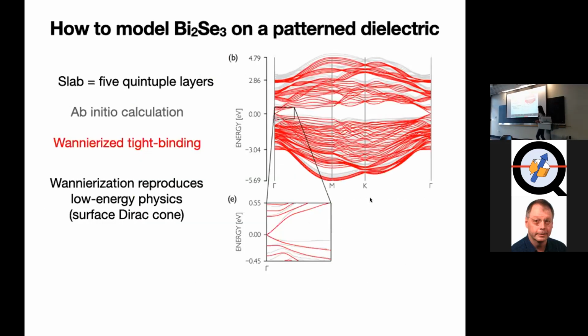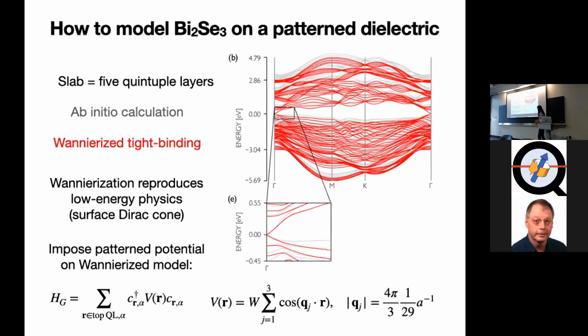And so what we did was make this ab initio model of bismuth selenide. This is a bulk model, well, it's five quintuple layers, so it's a slab model. The gray is the ab initio calculation. The red is our Wannierized tight binding model. If we zoom in on the low energy physics, you can see the tight binding model and the bulk model line up pretty well. So we're just going to use this Wannierized tight binding model, and then we're going to impose this triangular superlattice potential.